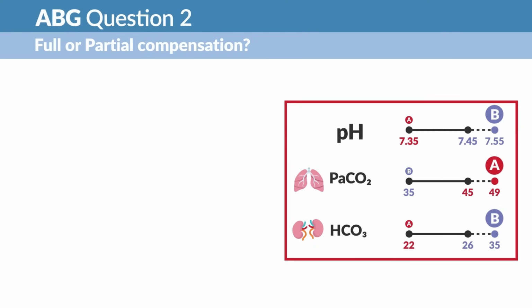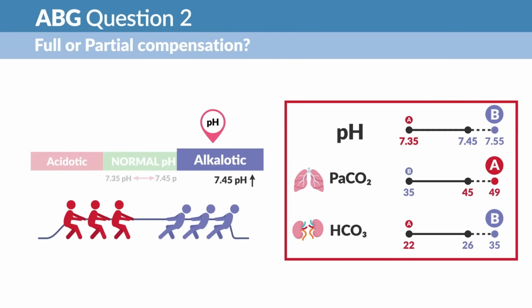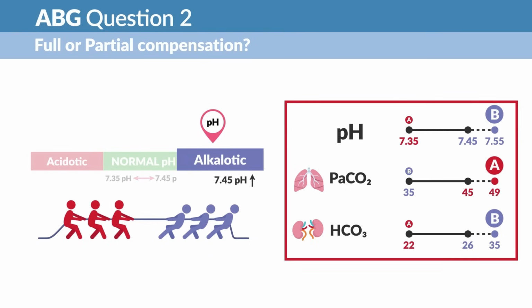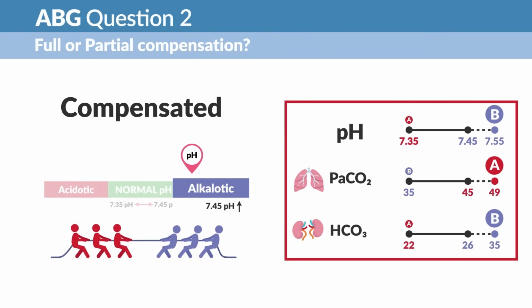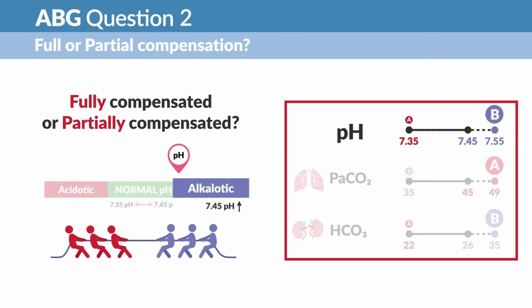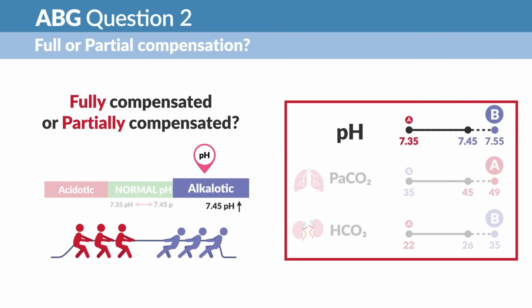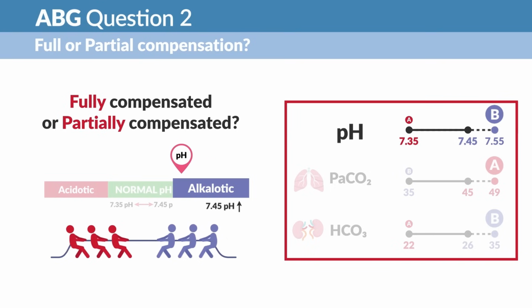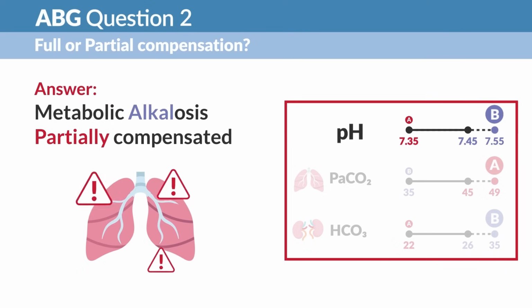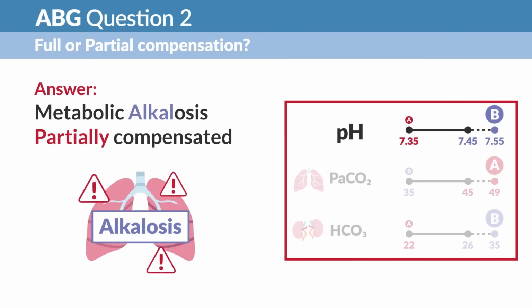Now for step 3, the compensation. Since CO2, that acid, is out of range, we know that the body is trying to pull us back into balance. So this means compensation. But again, is it partial or full compensation? So look at the pH. Remember, that's primary. So is it normal? So no, it's not normal. So it's not fully compensated since it's not fully normal. So we must conclude that it's partially compensated since the pH hasn't fully recovered yet.